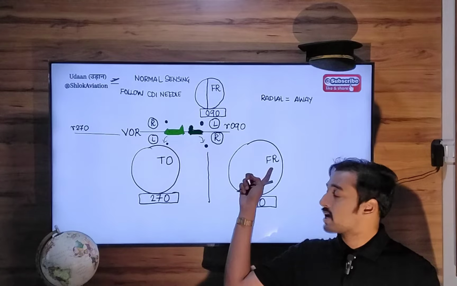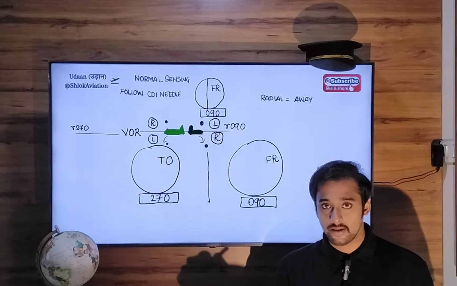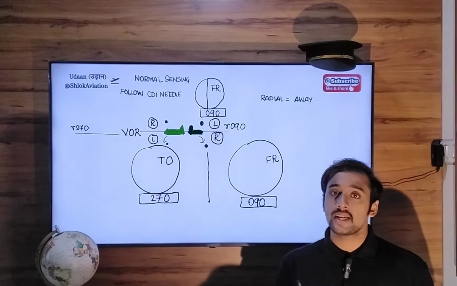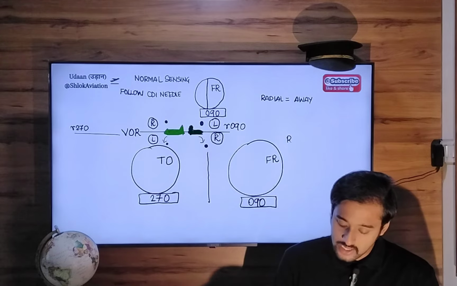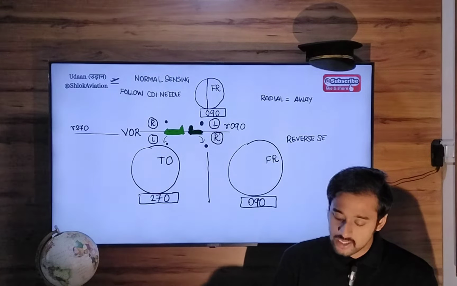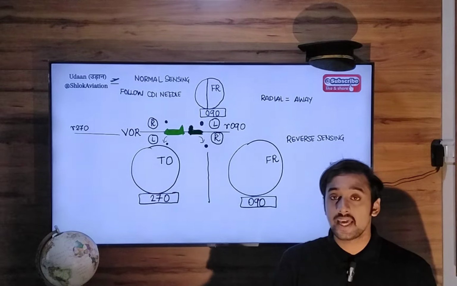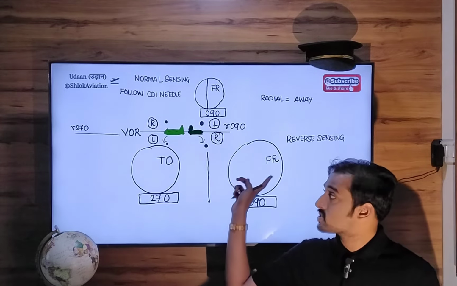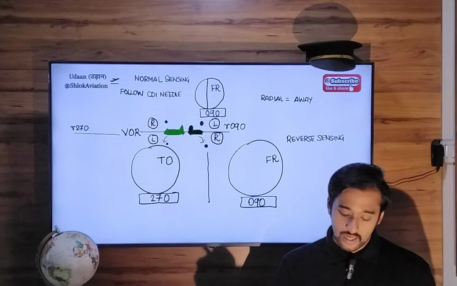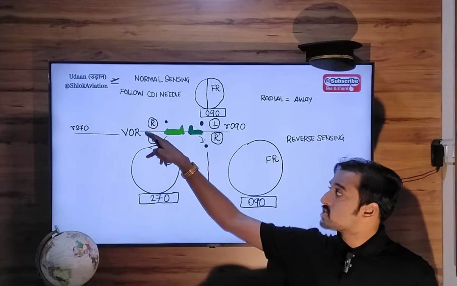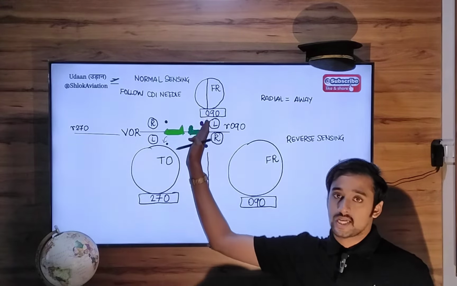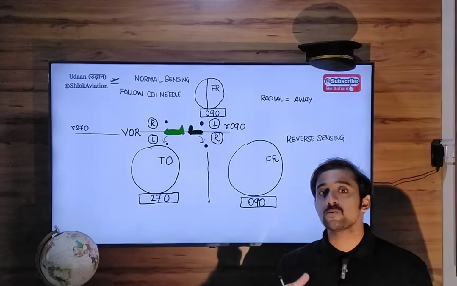First of all, you will get the FROM indication reflected in the CDI, and then the direction in which the CDI needle moves will be called reverse sensing. Why reverse? Because the indication that the CDI will show you will be the reverse or the opposite of what is normally expected. Now look at this. When going inbound, this is your right side. When going outbound, that same side is your left side. So the perspective or point of view changes.